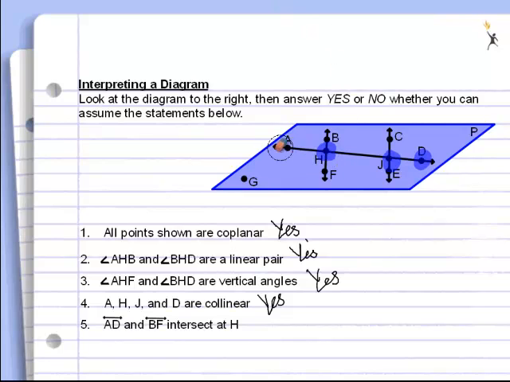What about number 5? Number 5 reads that AD and BF intersect at point H. Now, Postulate 7 says that two lines intersect at exactly one point. Here we have two lines intersecting. Do they intersect at one point? The answer is yes. They intersect at point H.